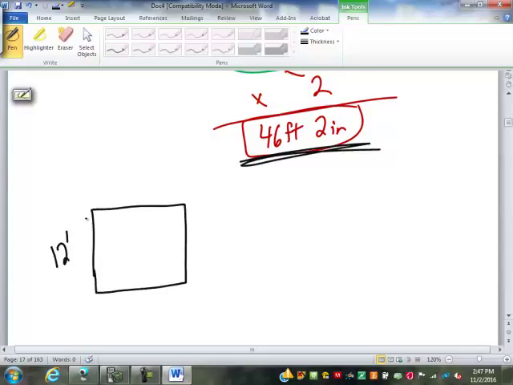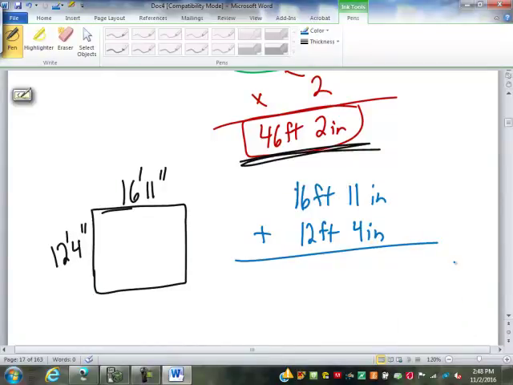So let's say we've got a 12-foot, 4-inch room by 16-foot, 11-inch room. Find the amount of molding that would need, either crown molding or baseboard, doesn't matter, to go around that room. So our first step, we're going to add those together.